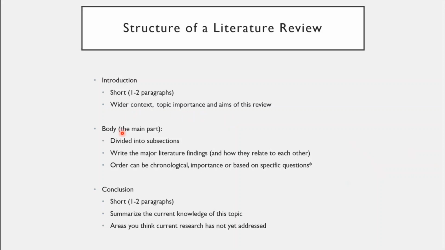The next section is the body, and the body is by far the main part of a literature review. It is divided into subsections where you write, as I mentioned, the major literature findings in your own words and how they relate to each other. The different subsections can be divided based on chronological order, or based on importance, or based on specific questions, as I'll show in the example coming soon.